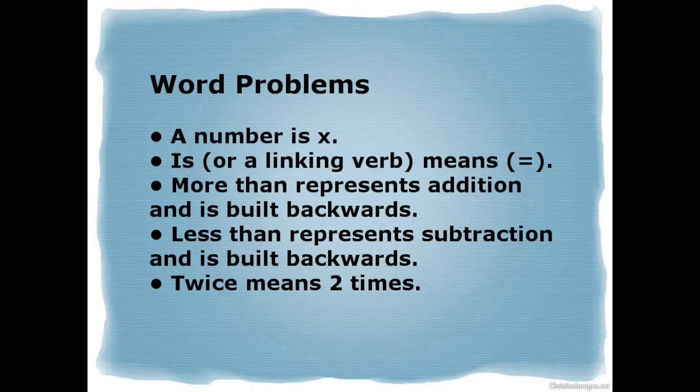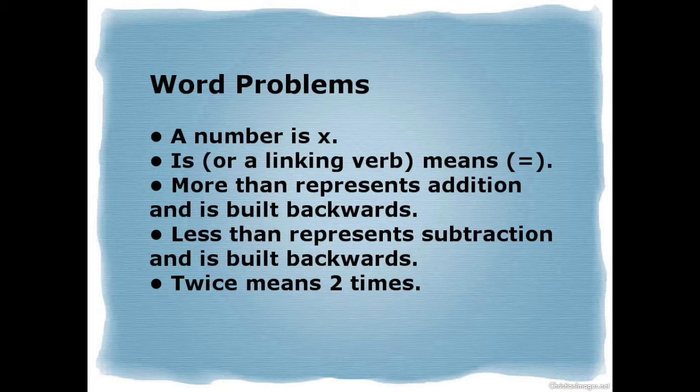And he gives us a couple of rules. He gives us 4 rules. I've added a 5th one. And let's look at those. A number is x. That is to say, if you hear in a problem that a number or a certain number, just substitute number with x. Is means equal. That is to say, is or any other form of is, such as was, will be, are. All those are the same word as is, and they all mean equal.